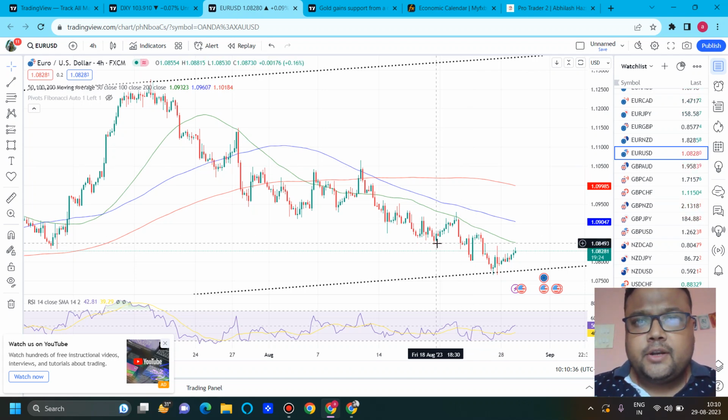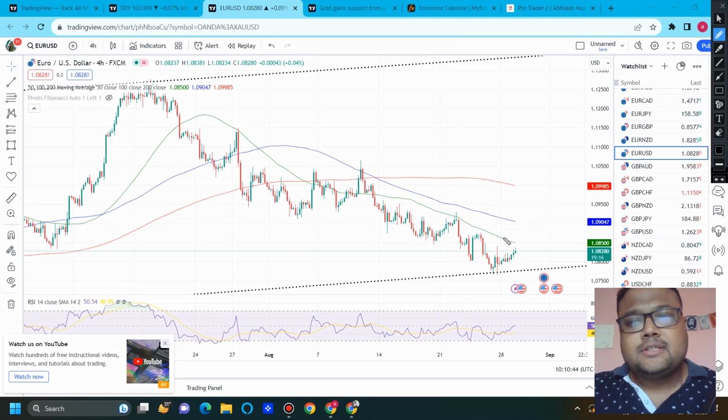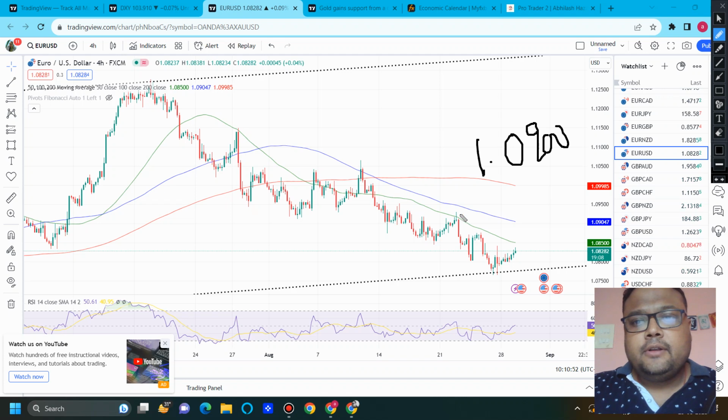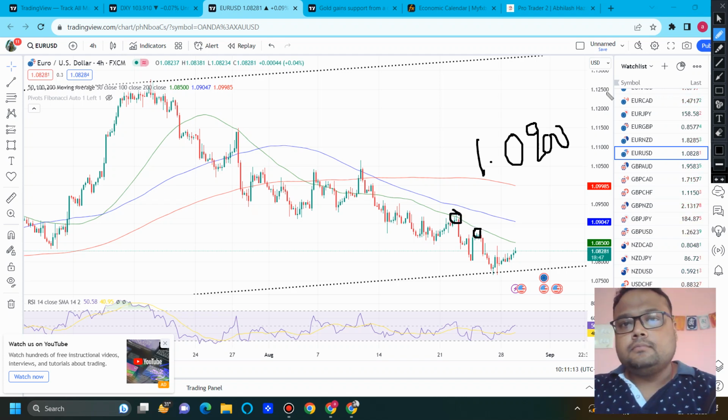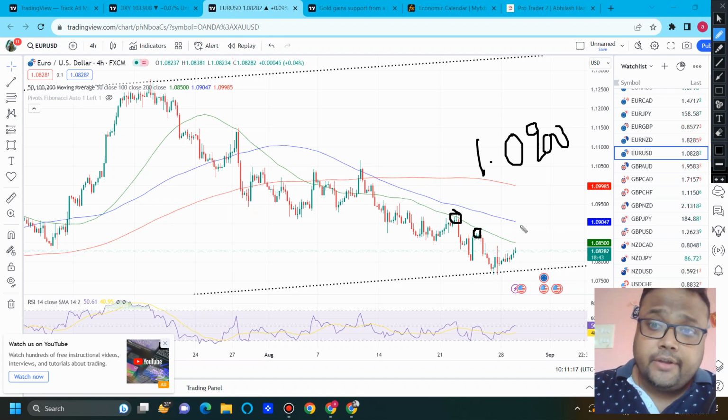But if you're a day trader and still madly in love with Euro dollar and looking for positions, then during the day, if the market goes up, you can look for some selling opportunity around 1.0900, where we have the 100 moving average acting as dynamic resistance. The 50 moving average is also doing the same job, but this time I think if the market goes up, it may break the 50 moving average and move higher.